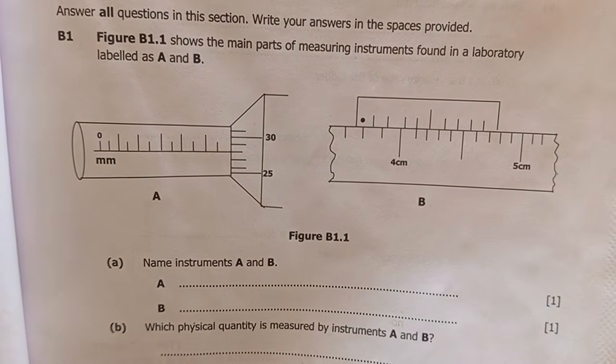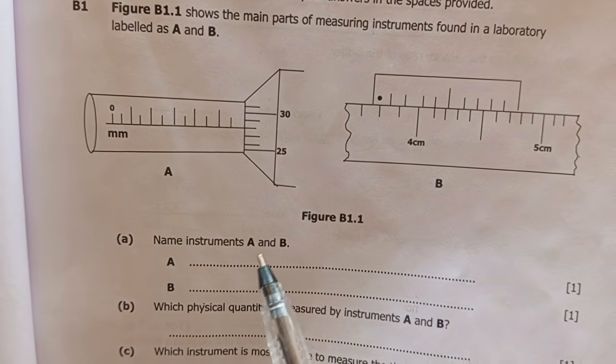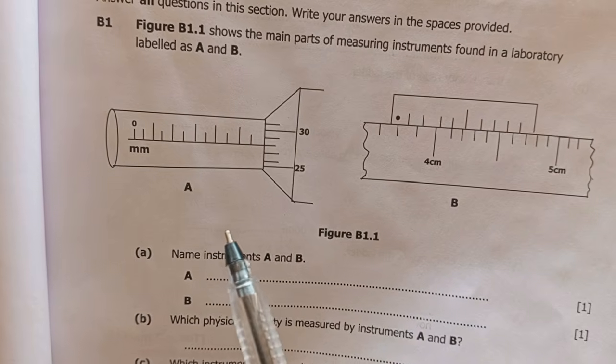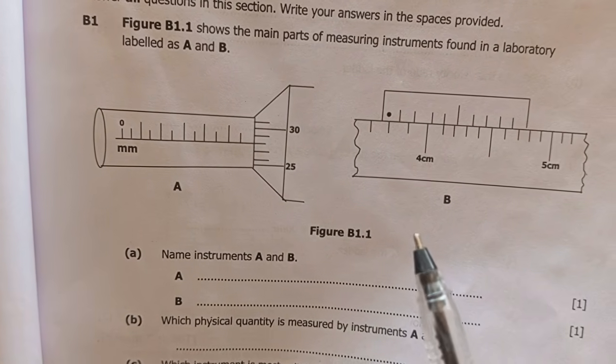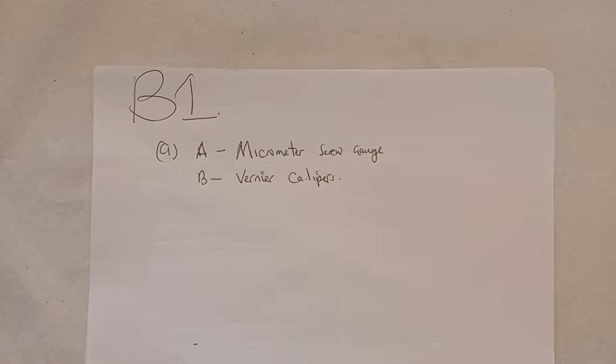Those are the answers. So let's go to the questions. Name instruments A and B. A is micrometer screw gauge, B is vernier calipers. Okay, in that order.